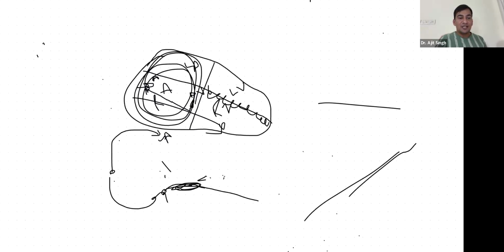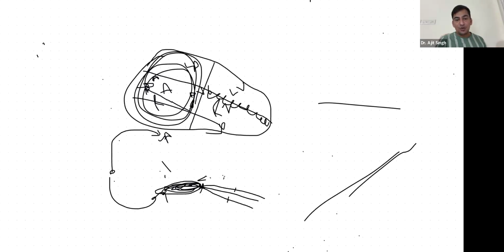Okay, so this is the bundle of His. All the impulses are going in one bundle till here. From here, the upper part of the septum between the two ventricles, left and right, it divides: this is the left side, this is the right side. So this is the right bundle branch, and this is the left bundle branch.